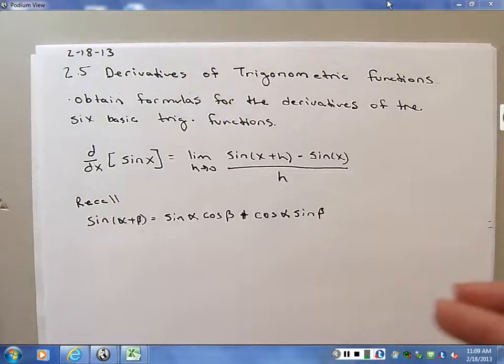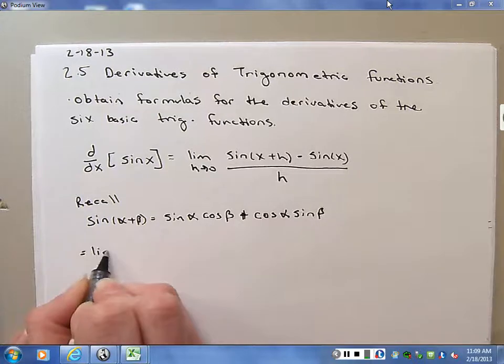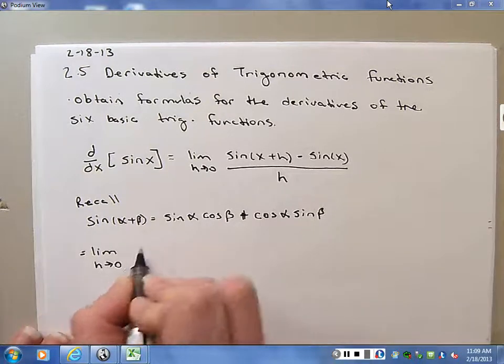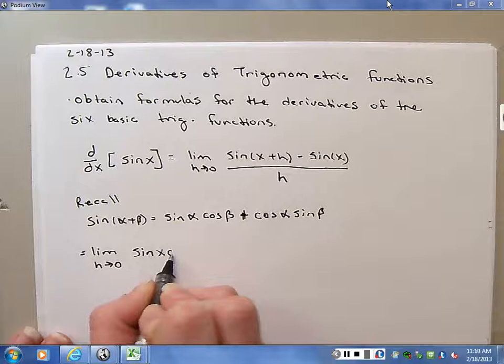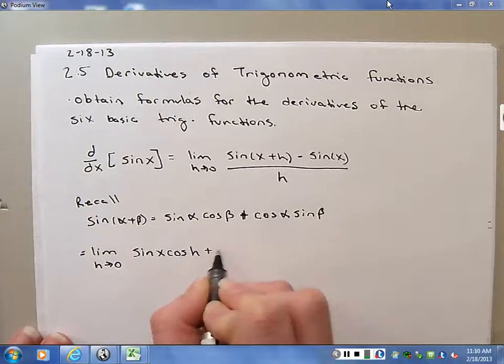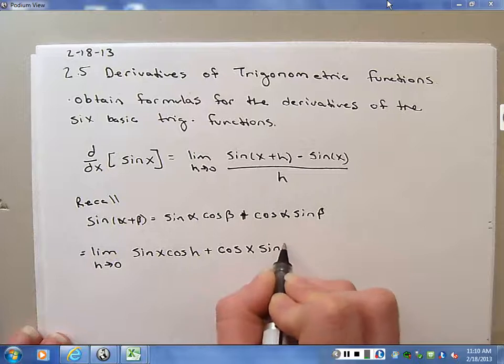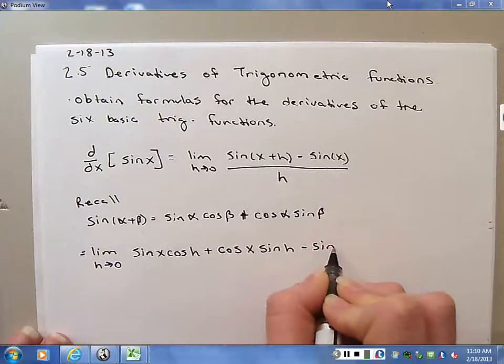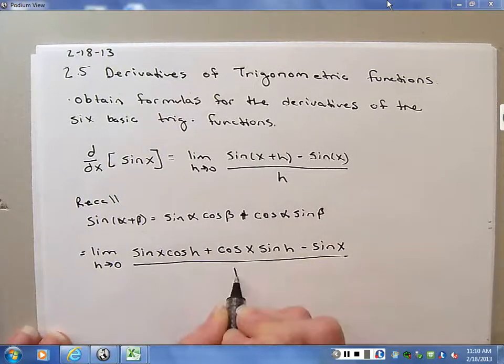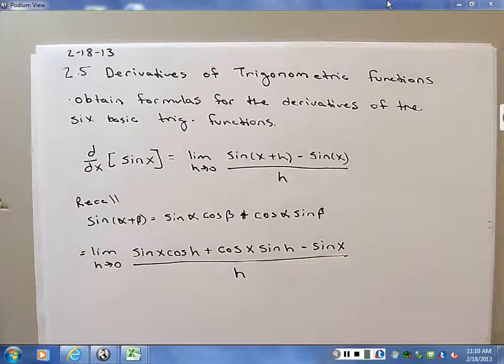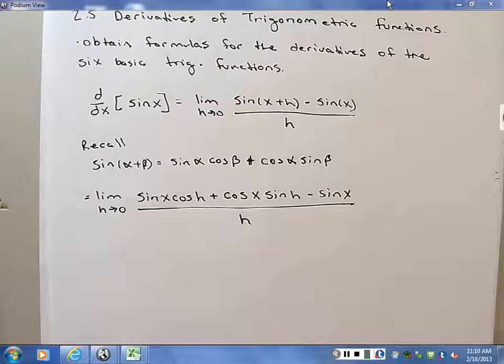So now we have this formula. We're going to apply it. X is going to play the role of alpha, and h is playing the role of beta. So to rewrite this, I have the limit as h goes to 0 of sine of x cosine of h plus cosine of x sine of h minus sine of x. Right? So we're not quite there yet.